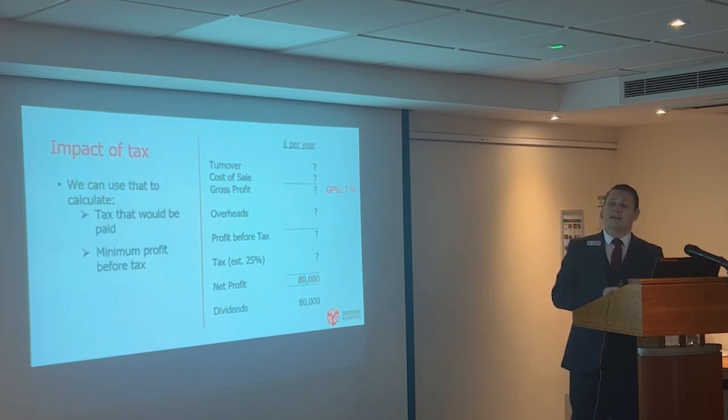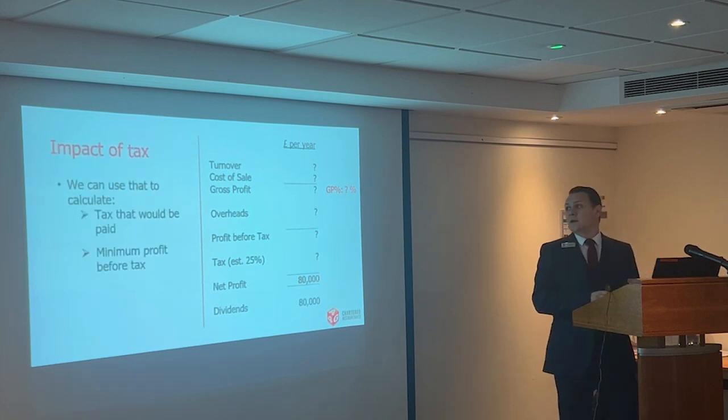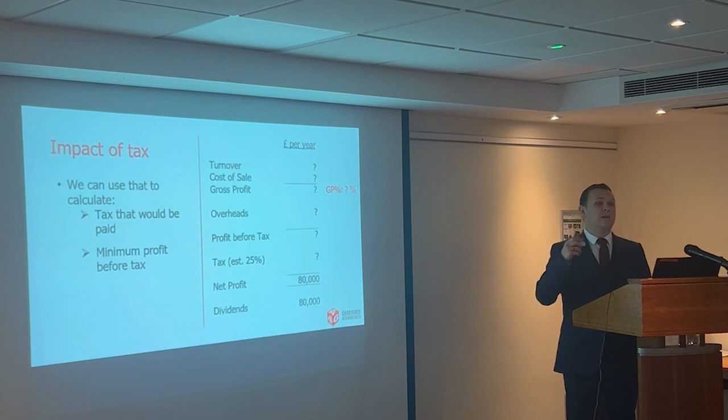From there, we can then look at the impact of tax. So we can calculate the tax that we're going to pay, work this backwards, to work out that we need to earn £107,000 to pay 27 in tax and see £80,000 of retained earnings to pay us our dividends.